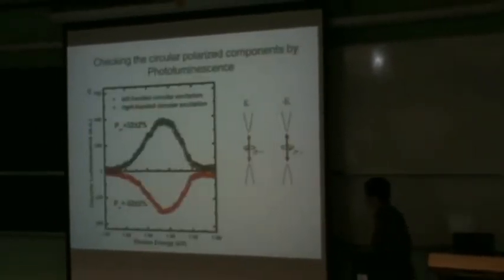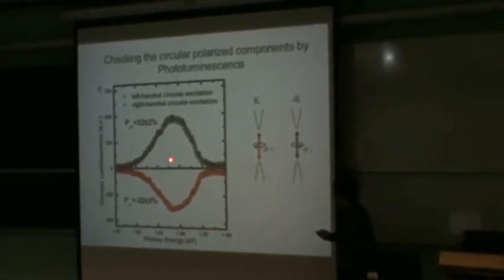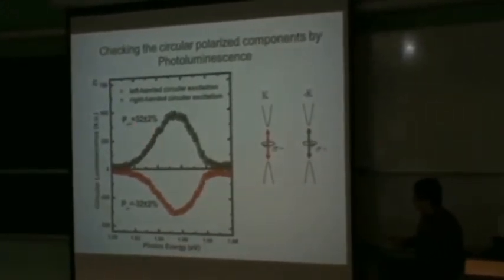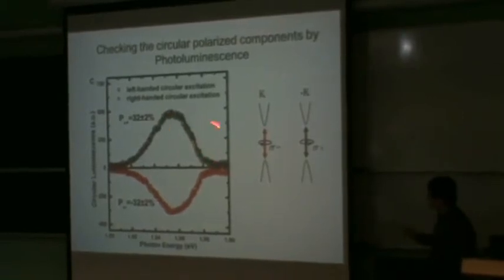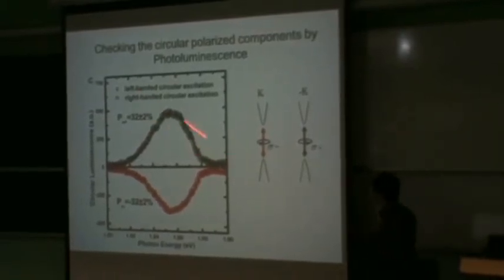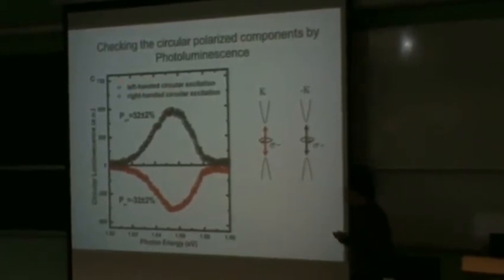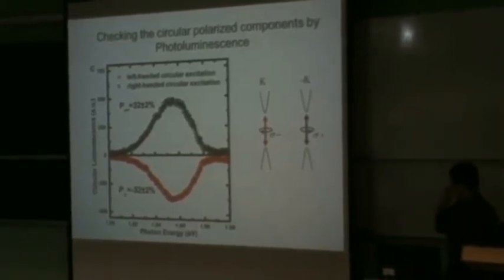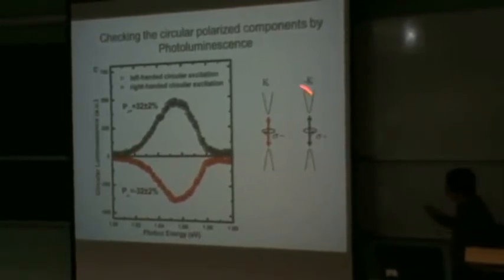Let's see some results. If we excite the sample with left-handed circular polarization, we will get the circular component of photoluminescence. You can get the same circularly polarized light appearing in the photoluminescence. And if we excite the sample with right-handed light, we will get right-handed circularly polarized photoluminescence. Those phenomena well fit our story.